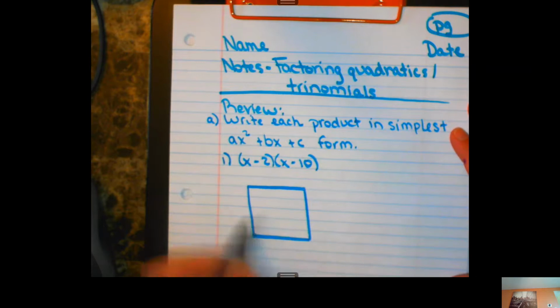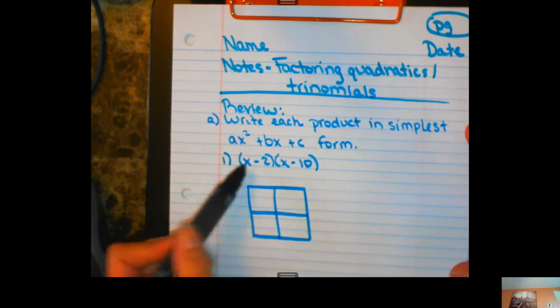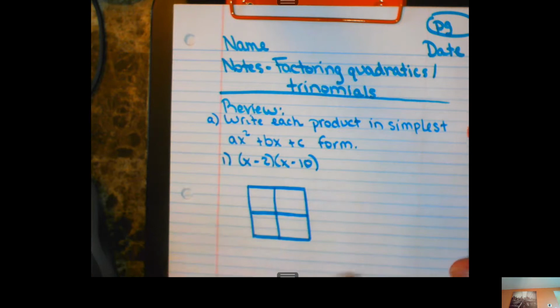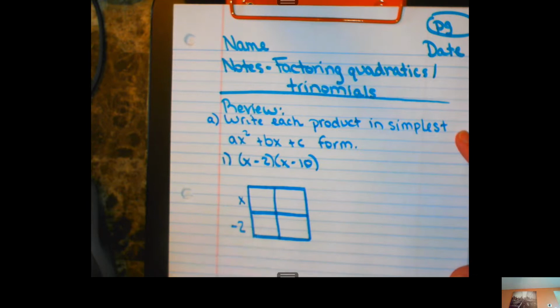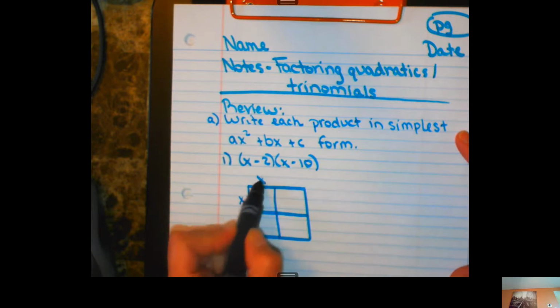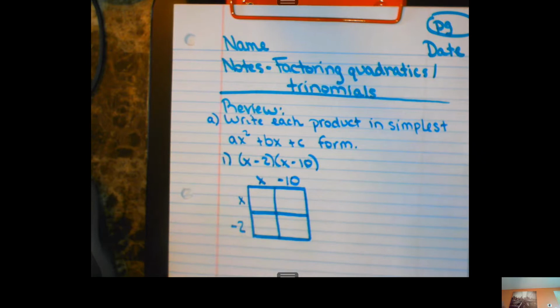I'm going to make a 2 by 2 box, and this is why. I have 2 terms here and 2 terms here. So what I'm going to do is I'm going to put both of these terms on the side of the box. So I have an x here and a negative 2, minus 2. Up top, I'm going to put the x and a negative 10 here. Each box gets its own term. To get the answers, I'm going to be multiplying.